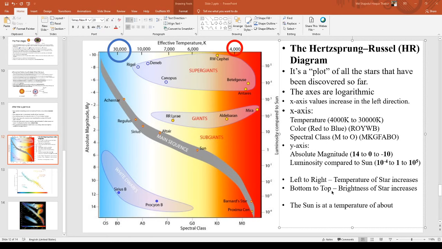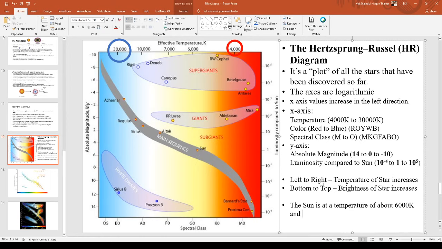It's about 5,700. Okay, so it's about 6,000 Kelvin. So the sun is at a temperature of about 6,000 Kelvin. So somewhere around here, a little bit below 6,000, you'll find the sun.